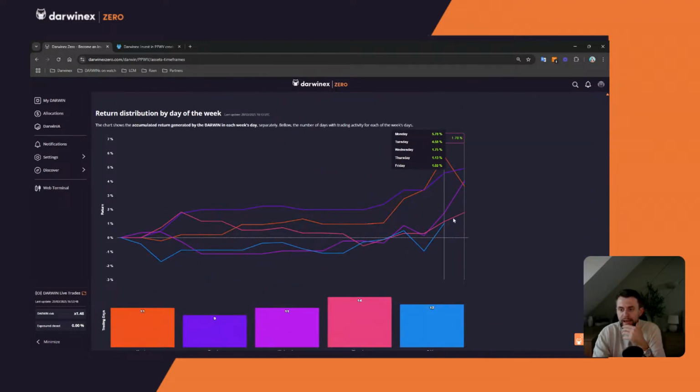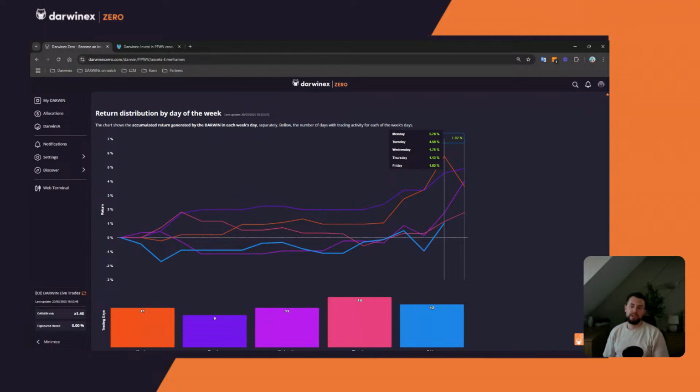Again, an easy one to look at is your return distribution by day of the week. So they're all positive. There's not really too much to say. There's not too much discrepancy between your top day and your worst day. Your most profitable day is a Tuesday, where you've generated 4.91% return for your Darwin, and Friday is your lowest, where you've only generated 1%. Okay, but is that big enough of a discrepancy to investigate? I would argue probably not.